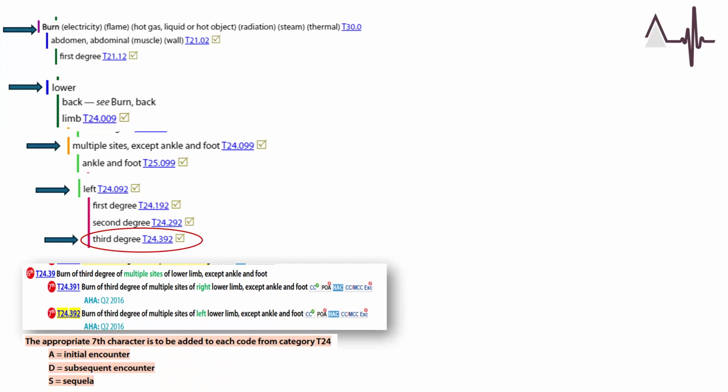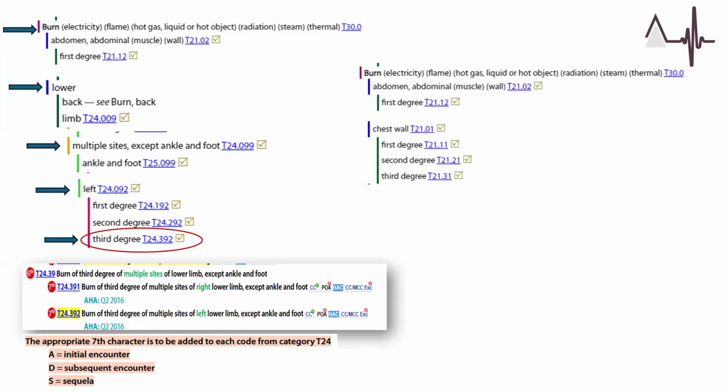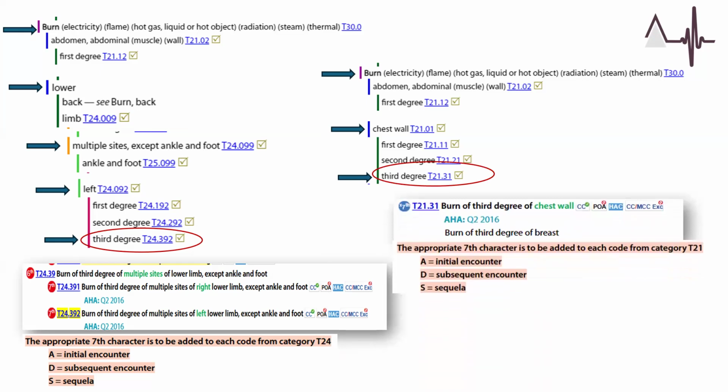Next is a third-degree burn of the anterior portion of the left side of his chest. Third-degree burns to the left side of the chest is found in the alphabetic index by looking for burn, chest, wall, third degree, referring you to T21.31. And again, when we verify in the tabular list, there is a reminder here that we need a seventh character.